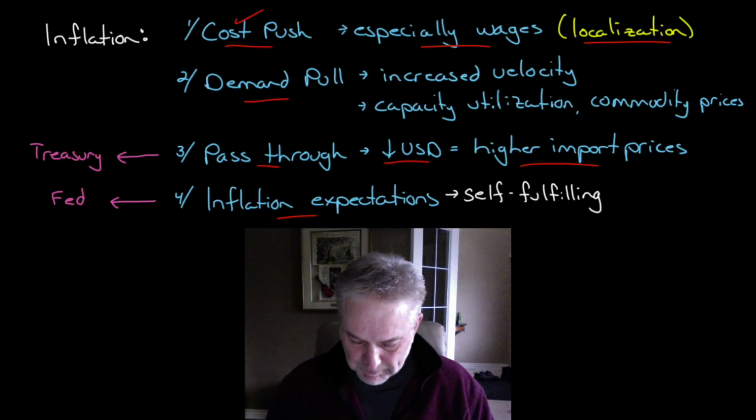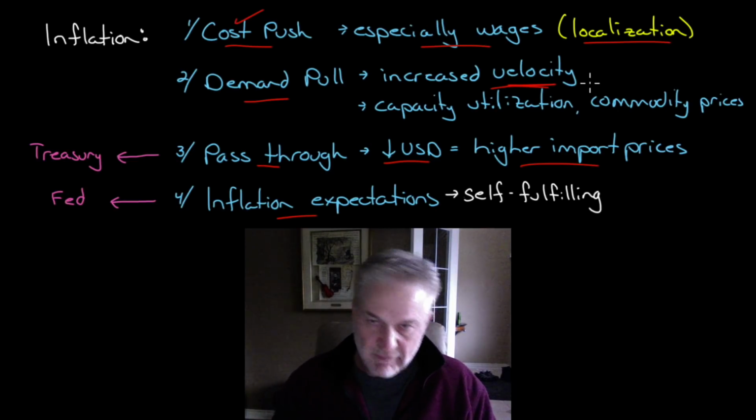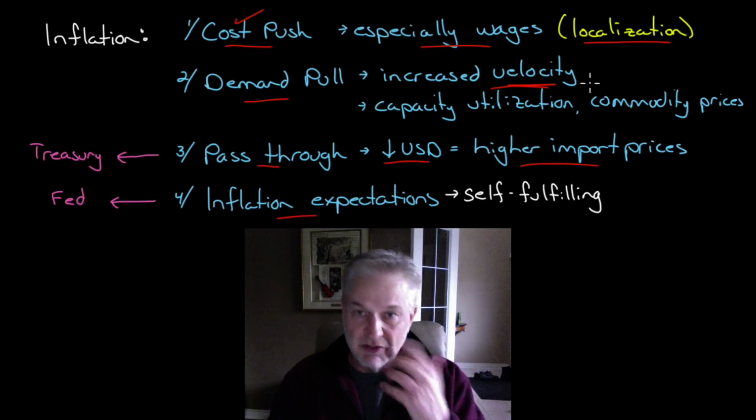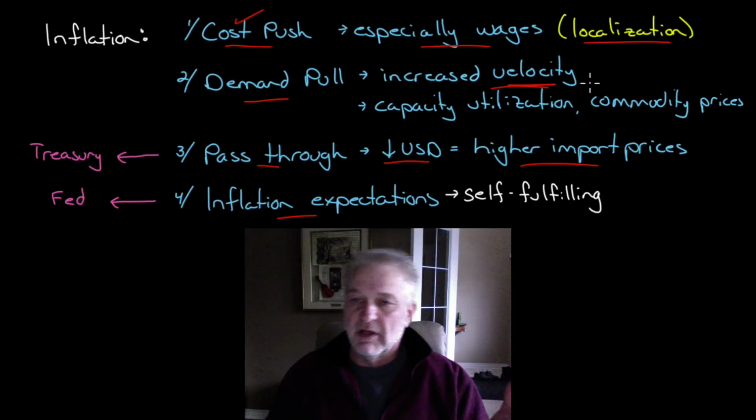Demand pull. You've got to increase velocity. You have to have something that increases velocity. Increasing the money supply is not going to do it, because you increase the money supply, excess bank reserves go up, and you're no better off than when you started.